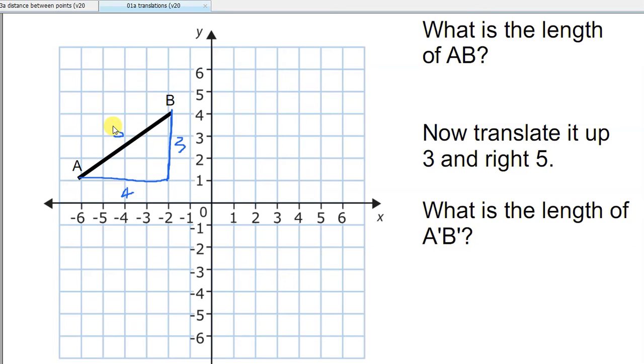So this is 5. If this is 5, when I move it up 3 and right 5, 1, 2, 3, 1, 2, 3, 4, 5, and it's right over there after the movement, what's the length of it now? Well, it was 5, and now it is still 5.